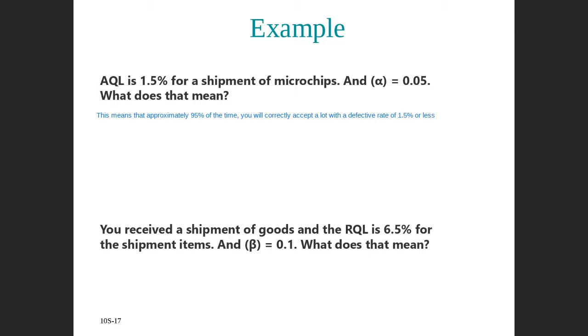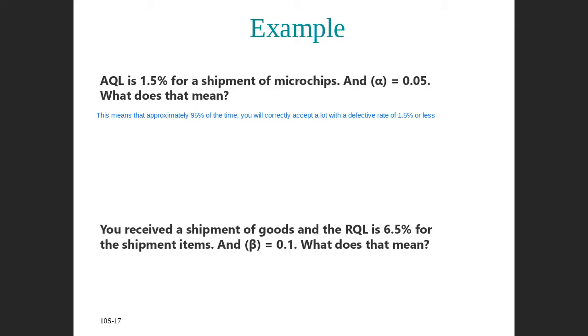So the percentage here, when we have 1 minus alpha, we will get the percentage of accepting, how it will be the confidence in terms of the acceptance. It will be 95% of the time you will have a correct acceptance of a lot with a defect that is equal to 1.5 or less. That means equal to the AQL or less.